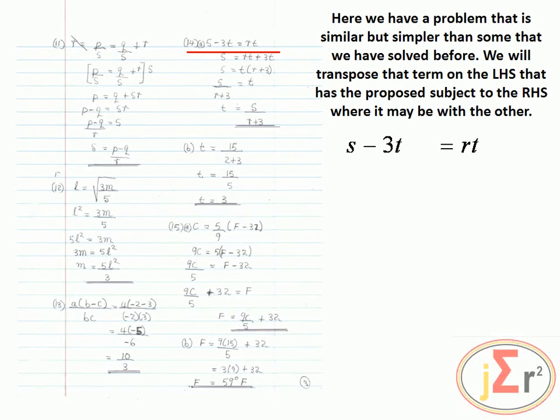So here we have a problem that is similar but simpler than some that we have solved before. We will transpose that term on the left hand side that has the proposed subject to the right hand side, where it may be with the other one. And why are we transposing the term that contains the proposed subject to the right hand side rather than the left hand side, when in fact our intention is to get it on the left hand side eventually?